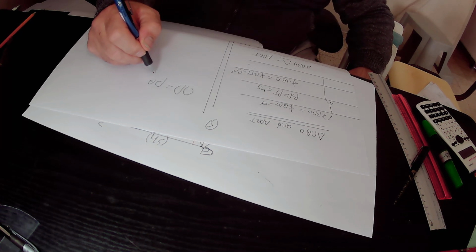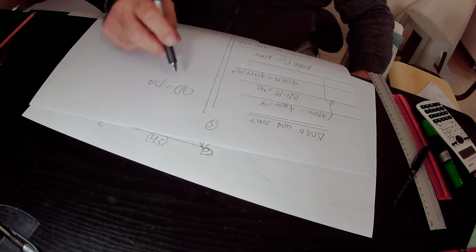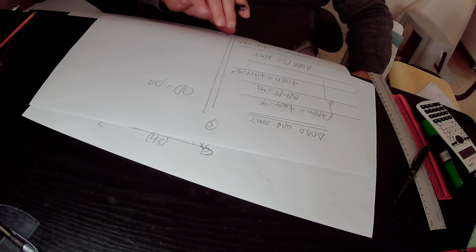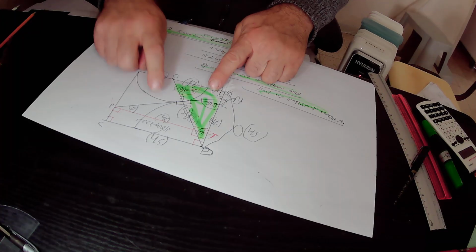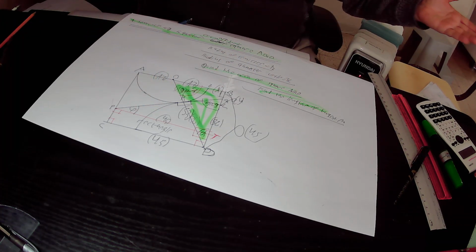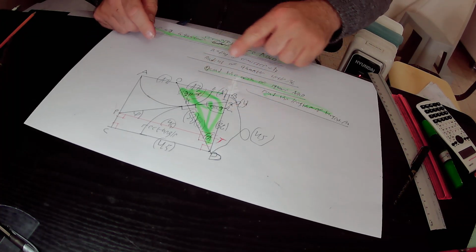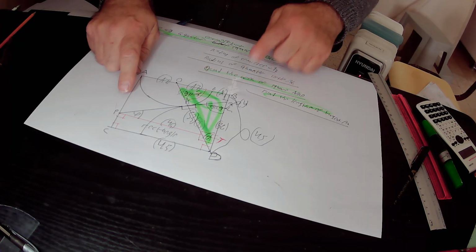This is the last segment that we are looking for. Again, OD equals PQ according to the rule that corresponding sides of congruent triangles are equal to each other. Those two right triangles are congruent, therefore the corresponding sides, that is to say OD and PQ, must also be equal to each other.